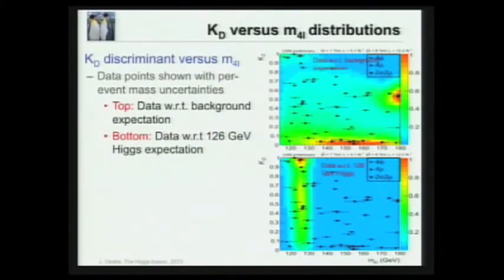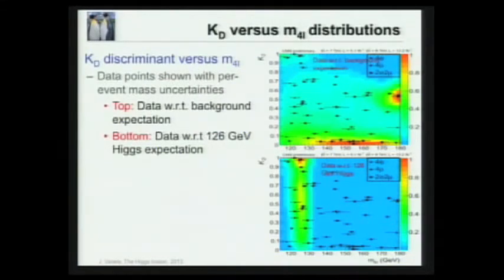And we invented a new variable that we called KD, the K discriminant, that is this variable here, and look at it as a function of the mass. The dots are the data points, and the colors are what I expected. Red is high probability, blue is low probability. If it is background, I expect the data to be here and there. If it is X, the signal, I expect it to be here. I see that my data points are concentrated in this region, and this increases very much the probability for those events to be due to the X.